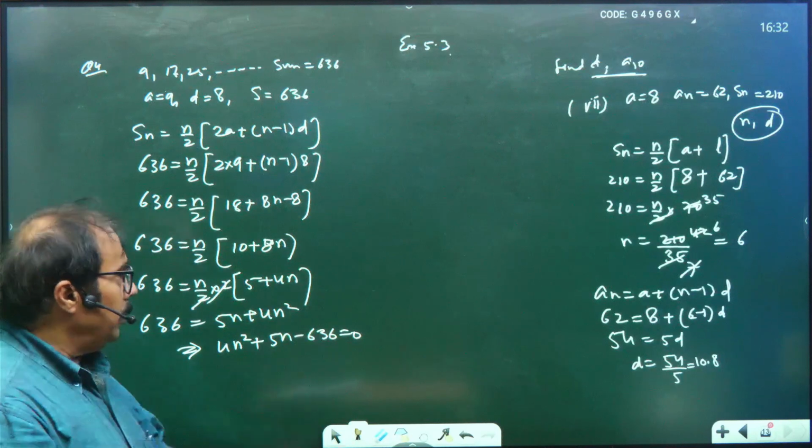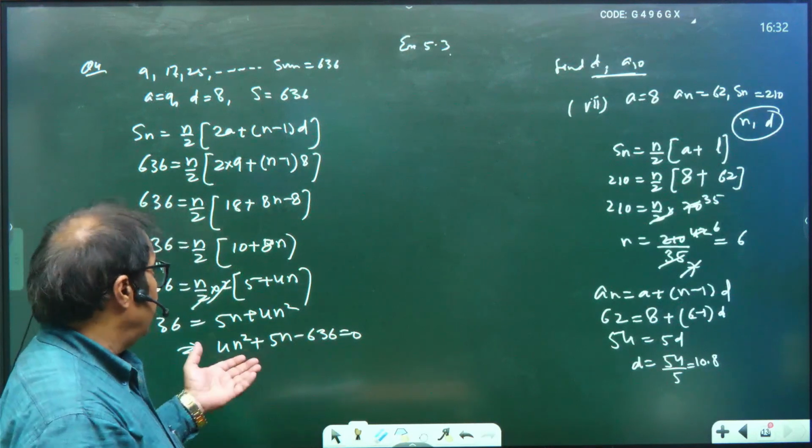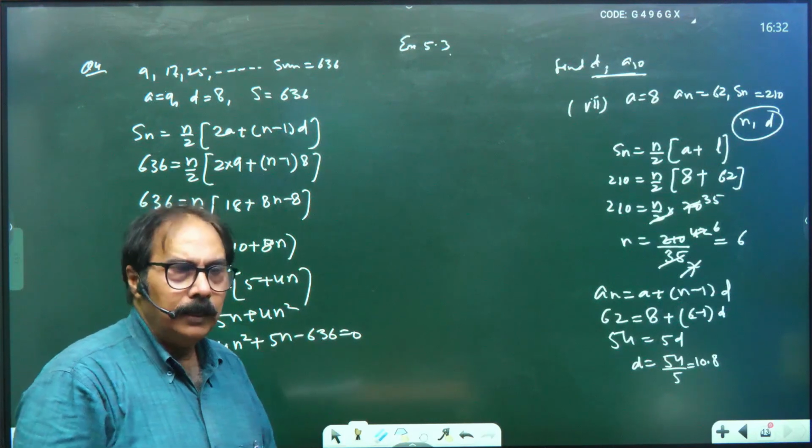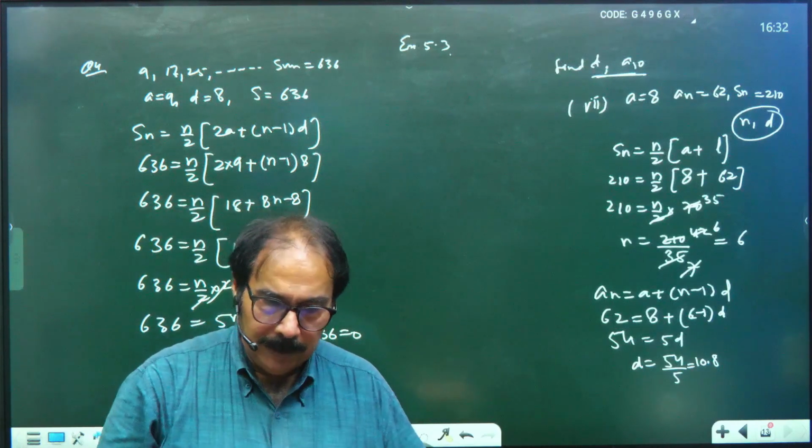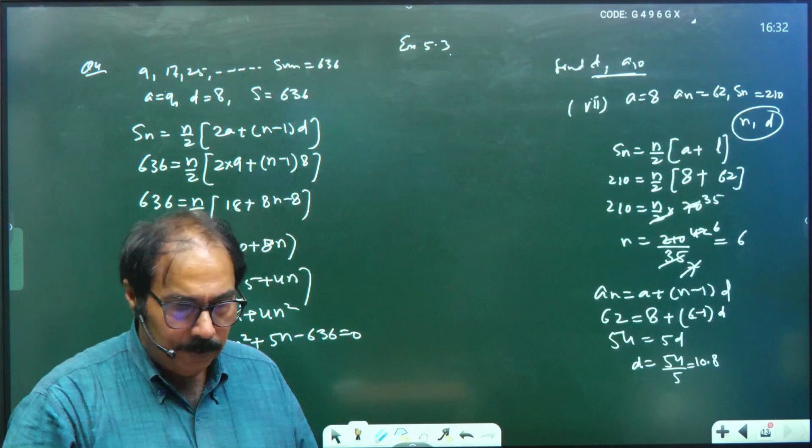And by splitting the middle term, find the value of n. There will be two factors, one will be positive and one will be negative. The number of terms will never be negative. So I am leaving this for you to solve yourself.